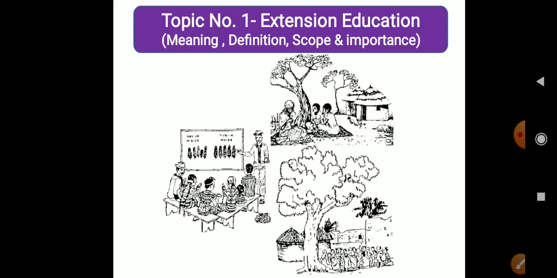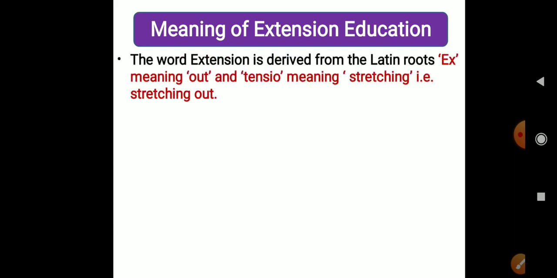Now the first lecture is about extension education. The syllabus of this course and also the PDF notes of this course I will send you on our WhatsApp groups. Now we will see the meaning of extension, then the definition, and then the scope and importance of extension education. So first of all, meaning.